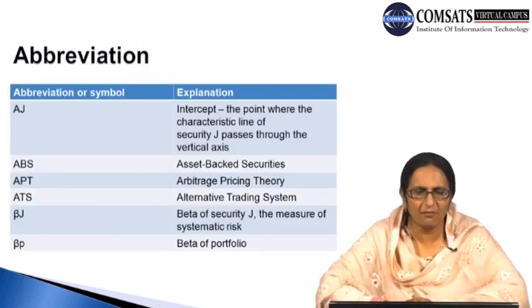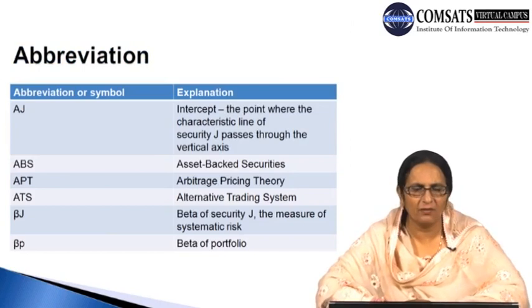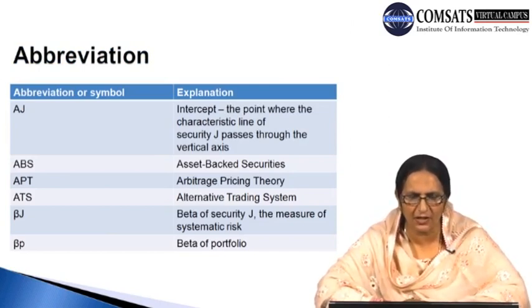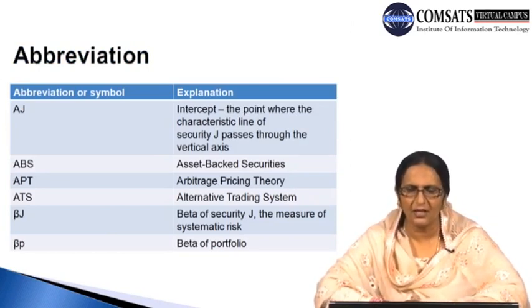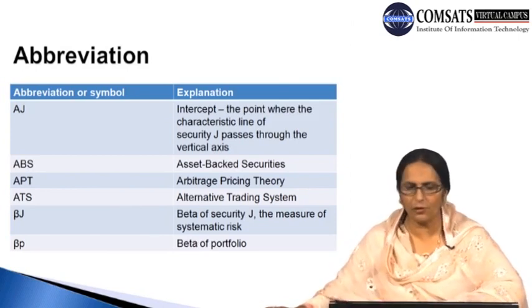At the end of the chapter we have some abbreviations. In the first column of the table we have the abbreviation or symbol, and in the second we have the explanation. First abbreviation is alpha, basically the intercept, the point where the characteristic line of security J passes through the vertical axis. ABS is asset-backed securities. APT is arbitrage pricing theory. ATS is alternative trading system. Beta J is the beta of security J, the measure of systematic risk. Beta P is the beta of the portfolio.